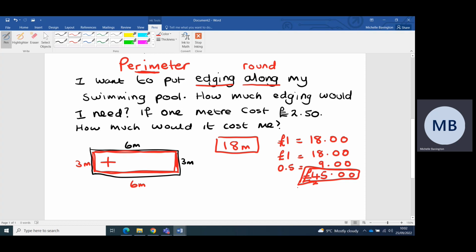Okay, so it's about reading the question. Really important to read the question, okay? So if you get stuck with the wording, let's put that in our dictionary or at the back of your book, so you've got them words to go back to.